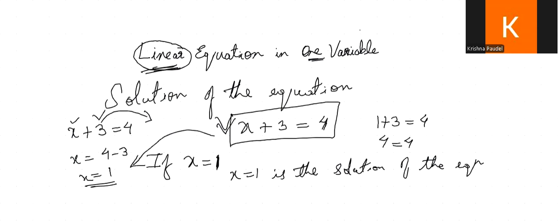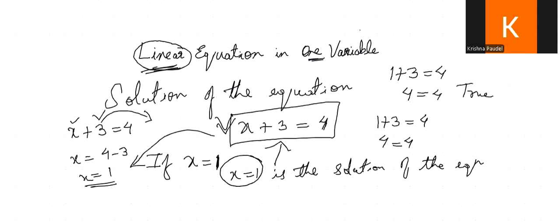So that's how we come to know what is the meaning of solution of the equation. Solution of the equation, you can say in another word as the value of x, which will make the given equation true. So see, when I put 1 in place of x, I'm getting 4 equals to 4, which is true. So there will be only one value of x which will make the linear equation true. That's why we say a linear equation in one variable has only one solution.